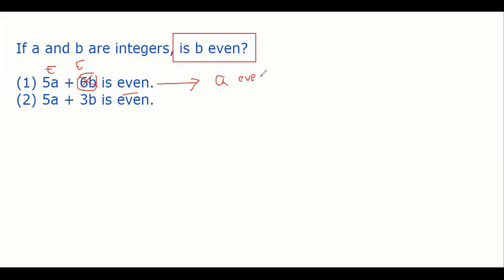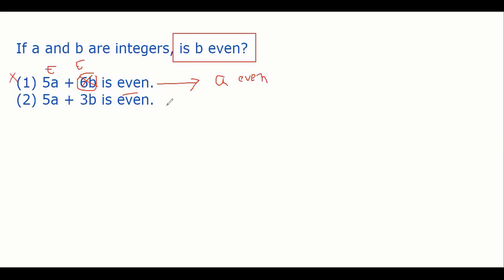So if I know from statement 1 that A is even, can we find out whether B is even or not? No, we cannot. From statement 1 we only know A is even. So statement 1 is not sufficient.